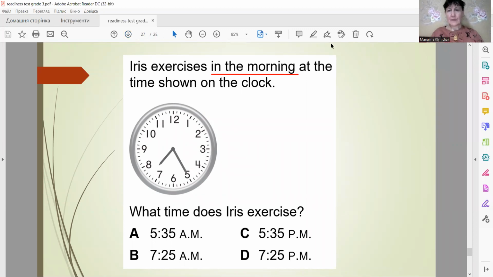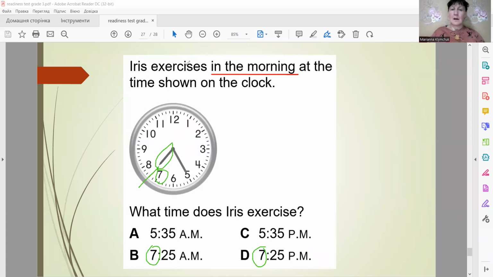Okay, so let me remind you what we should know about the clock. First of all, the short hand shows you the hour. You can see that the hand goes between 7 and 8. That means it already passed 7, but hasn't come to 8 yet. That's why we are looking for number 7 as the hour.